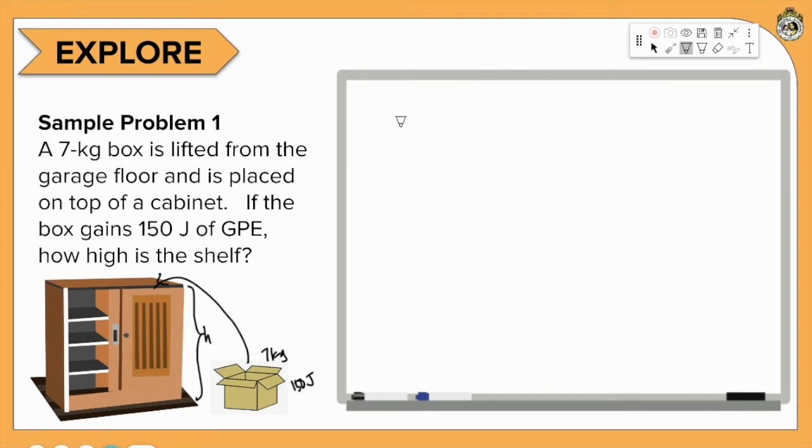Okay, so now we are asked for the height of the shelf. Let's solve for that. Again, we use the GRASS method. So let's start with the given. The mass is 7 kilograms.